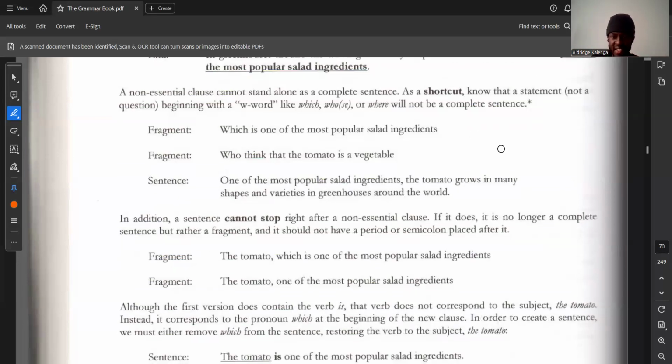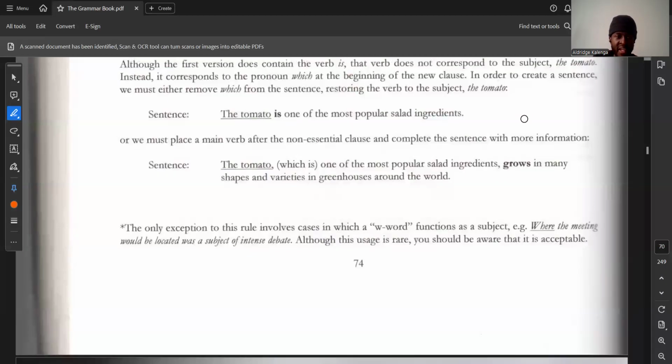There's a very, very rare exception. There's this one sentence. You see, we've seen this asterisk here, so I'm going to go to the end of the page. It says, where the meeting will be held. This is not a question. This is actually a statement.